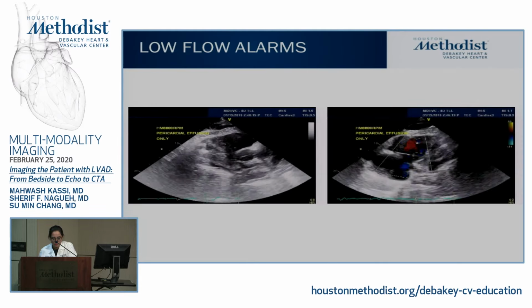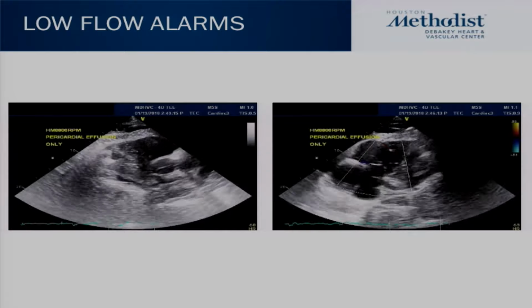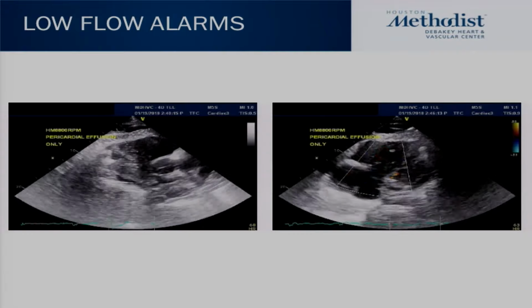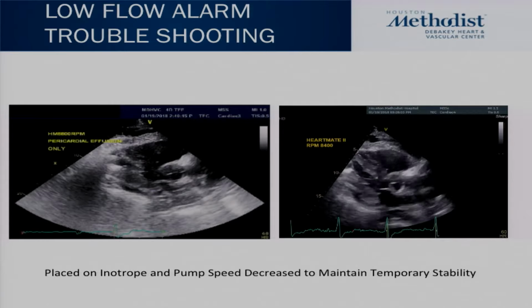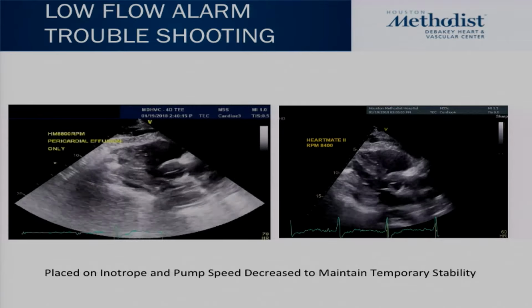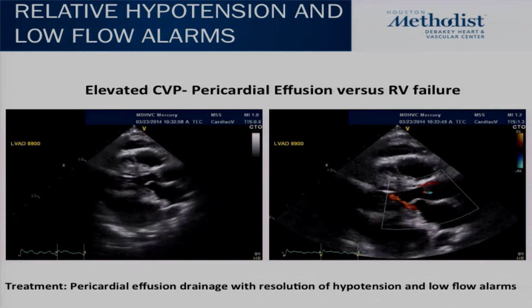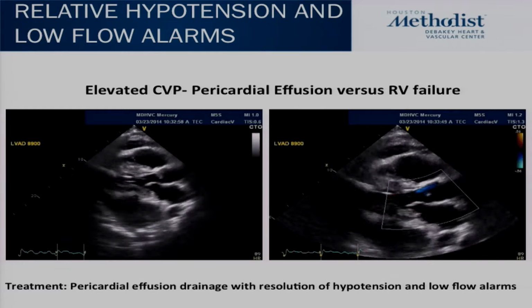This is an example of such, where you could see that there was significant pericardial effusion. Although it seems small, it can cause a significant compression. So we placed the patient on inotropes, and there was some improvement in their hemodynamic status. And again, this is another example where you can see that it can compress. Even a small amount can cause a significant effect on the hemodynamics.